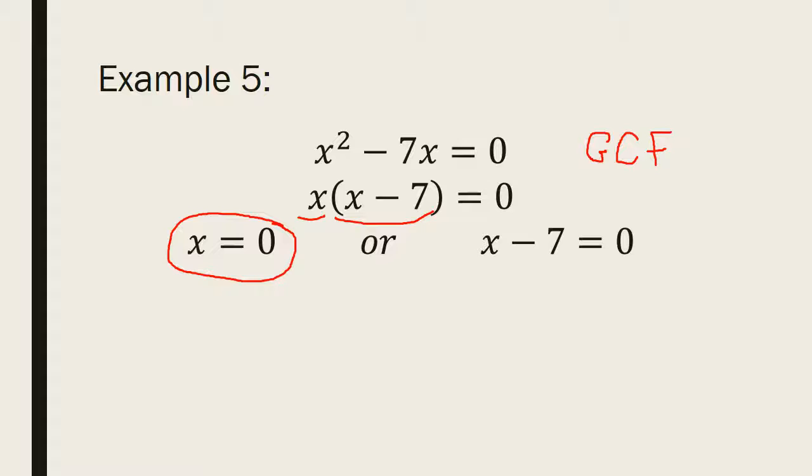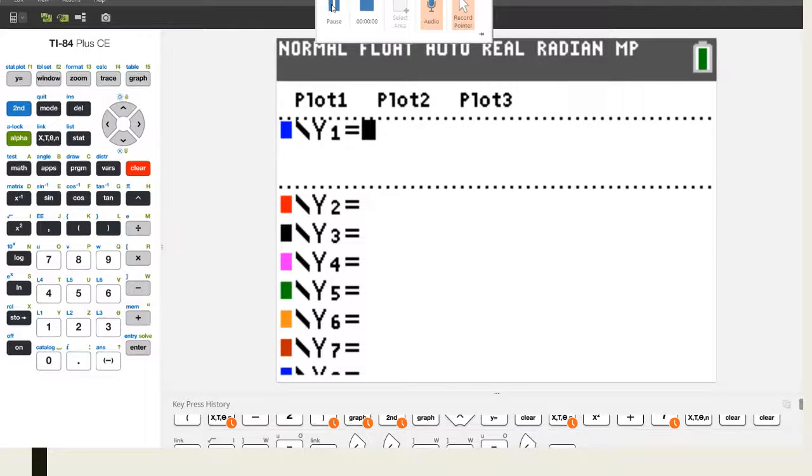That's the first value for x. The second part is a simple one-step equation where we have to add 7 to both sides, and we end up with x equals 7, which is the second zero for this equation, or the second x-intercept, or the second root. So the solution is x equals 0 or x equals 7. Let's check our answer graphically.